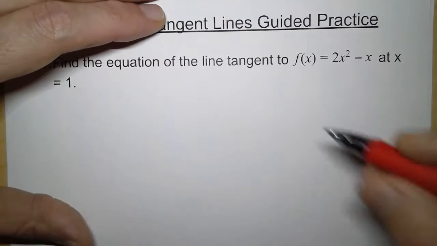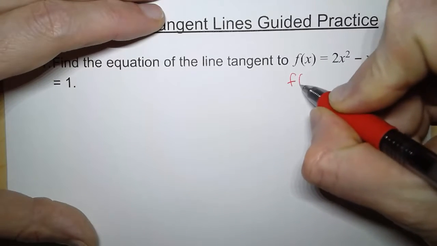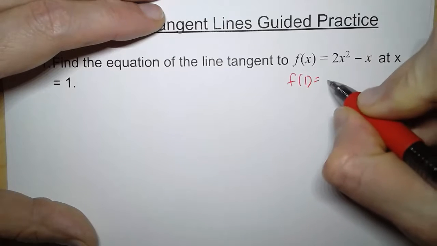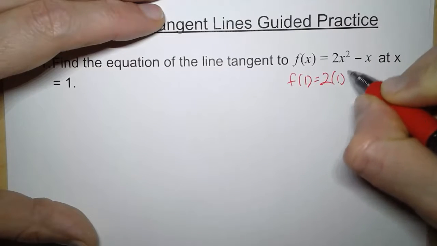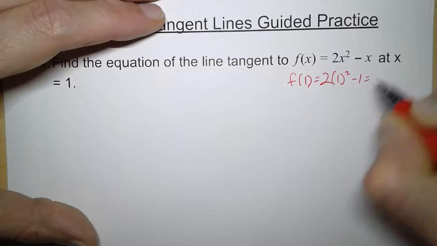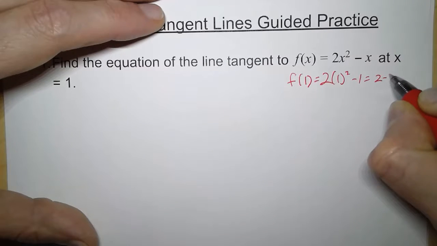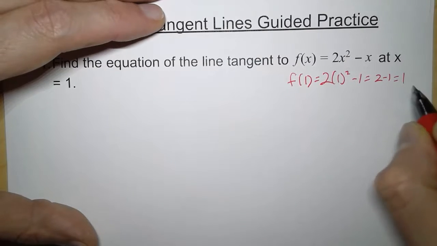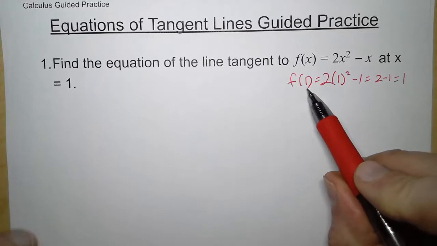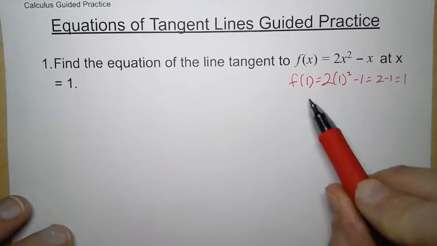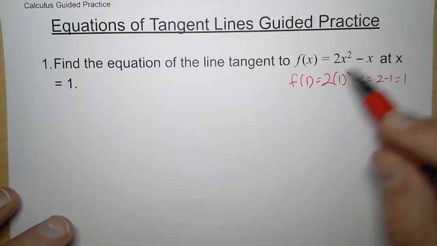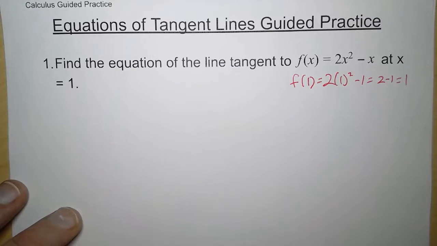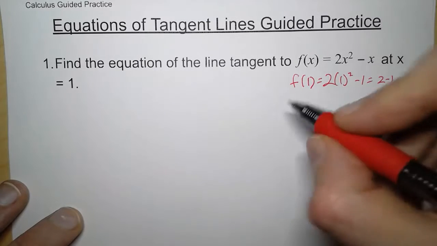To first find the point, we're going to substitute 1 in for x into the function f of x. When we do that, we get a value of 2 minus 1, we get 1. So we know that this tangent line passes through the point (1, 1). But now we also need the slope, and that's where the derivative comes in.